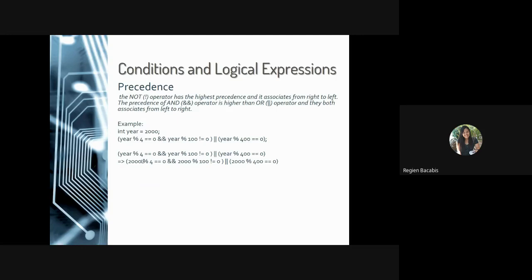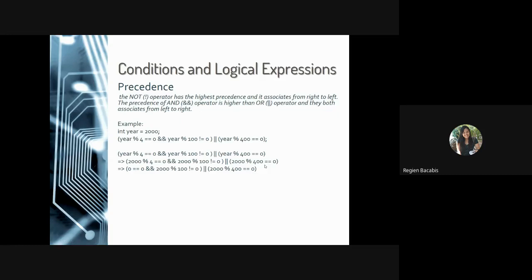Okay. So, atong gibuhat, first of all, is to substitute ang value ni year, no? Para mas dali siya makita, exact na value. So, we have 2000 modulo 4 equals to 0 and 2000 modulo 100 not equals to 0 or 2000 modulo 400 is equals to 0.